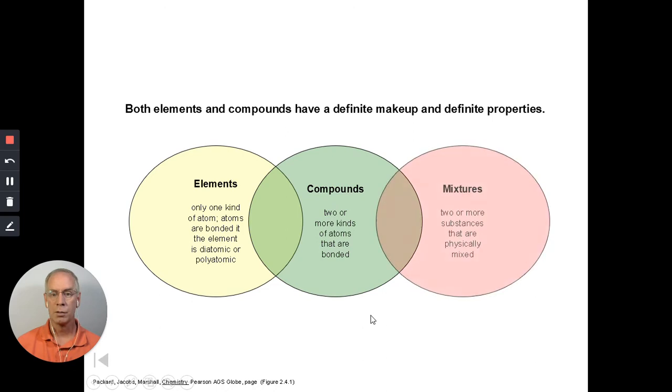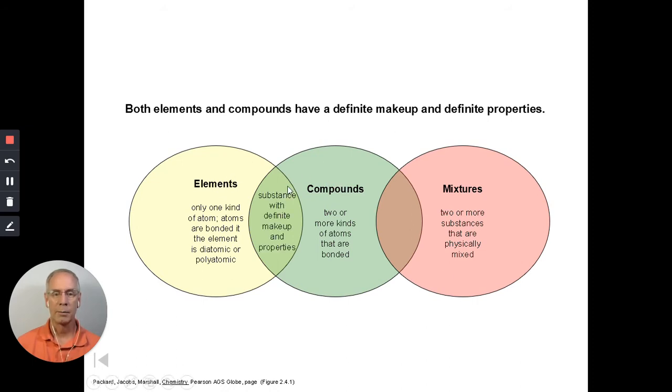And then mixtures are 2 or more substances that are physically mixed but not bonded together. The difference is, physically mixed is like you're dating somebody, and a compound is like you're married to them, right? There's a bond, okay? It's a stronger bond.